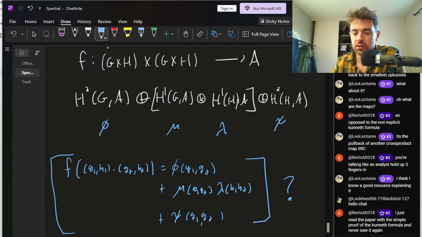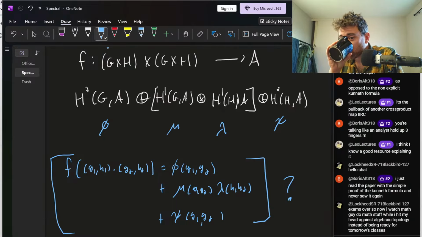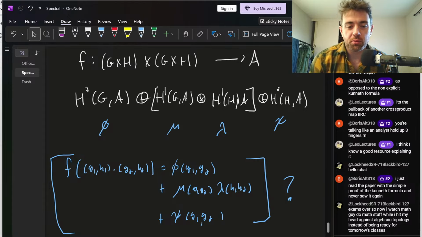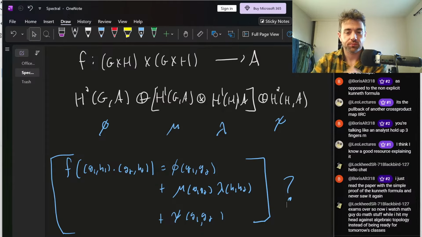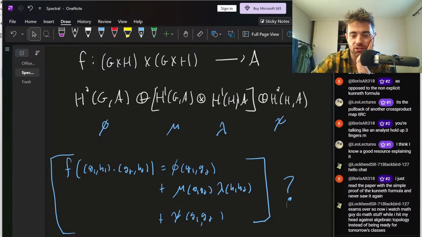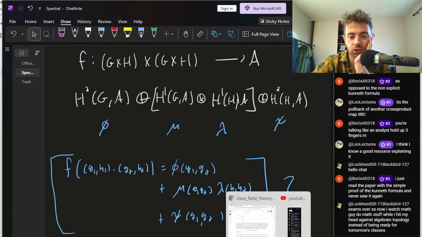Hello, Locke. Hello. You read the paper with the simple proof of the Künneth formula and never saw it again. Yeah, every mathematician gets visited by the simple proof exactly once in their life. If you don't remember the proof, you're screwed. Exam's over now, so you watch Math Guy do math stuff while you hit your head against algebraic topology instead of being ready for tomorrow's class. Well, how else do you prepare for tomorrow's class other than hitting your head against algebraic topology? I thought that's just what you do for every class.